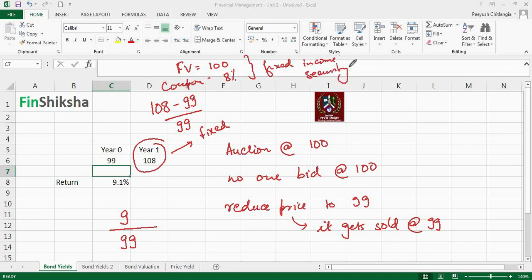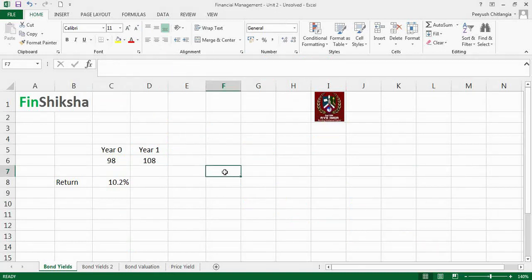Because your end inflow is fixed. If you pay less, if you pay 99, then you're going to make a bigger return because you're going to make 108 on 99 now. If you paid 98, the return would be even higher. So if you paid 98, the return would be 10.2%. So the less you pay for the bond, the bigger the return keeps becoming.